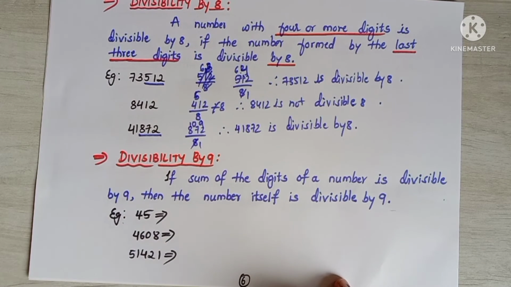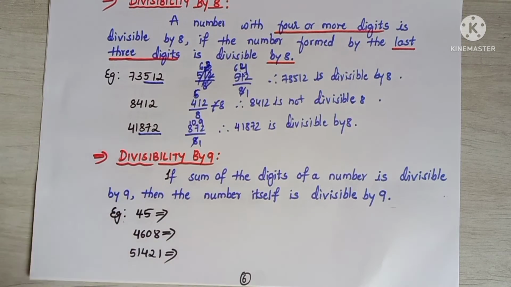Let us check the divisibility by 9. If the sum of the digits of a number is divisible by 9, then the number itself is divisible by 9. Like it is like 3. In 3, what we have done? We have taken the sum of the digits. If the sum of the digits is divisible by 3, then the number is divisible by 3. Here also, if the sum of the digits is divisible by 9, then the whole number is divisible by 9.